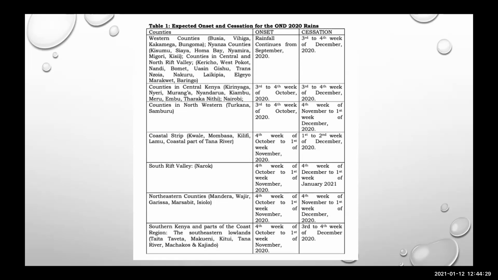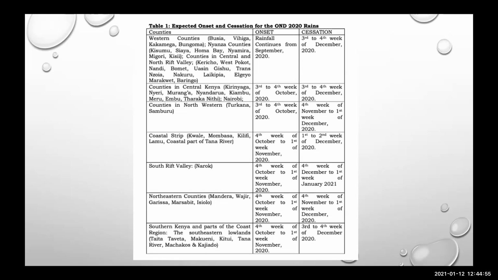And with that, we would be able to identify when we are likely to have the onset. But now, since the beginning of OND 2019, when we had quite significant amounts of rainfall in Kenya and most of East Africa, given the positive IOD, we were able to precisely identify when we were likely to have the onset of the season.